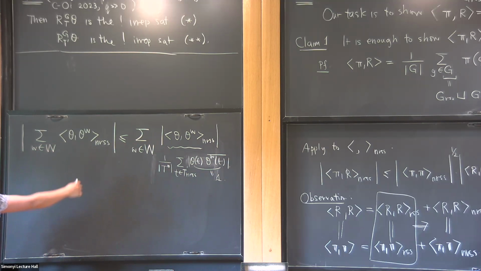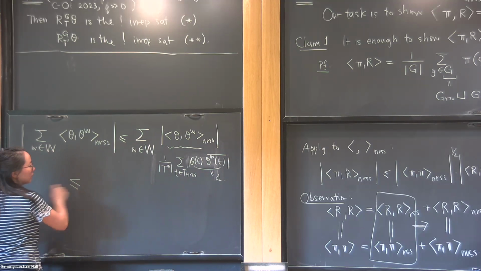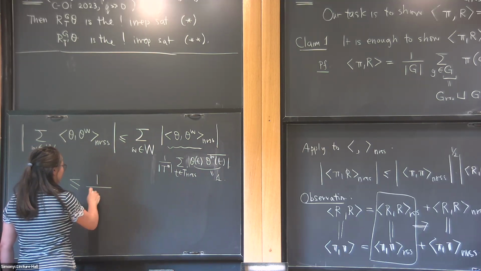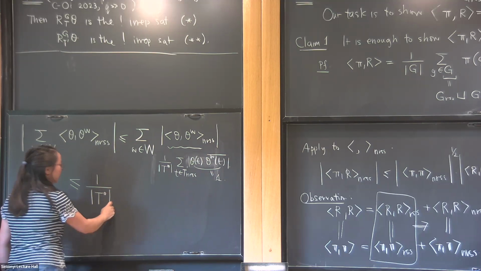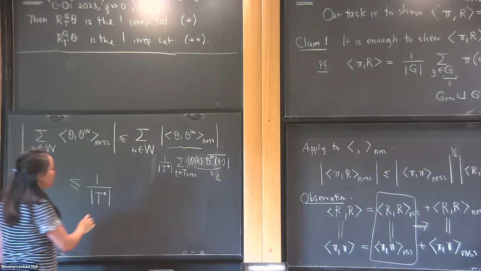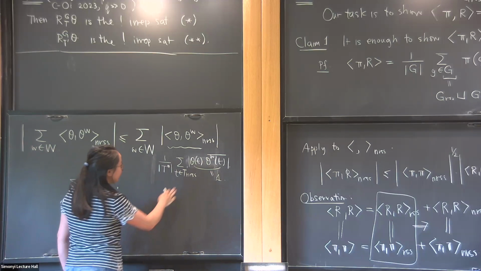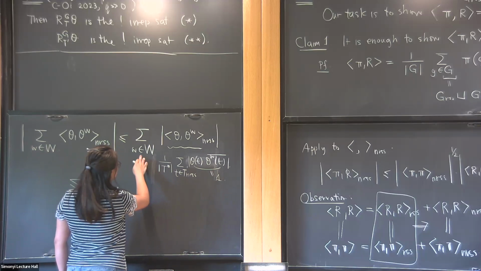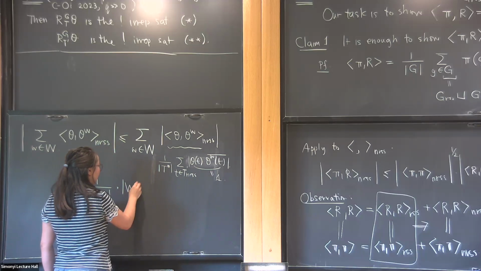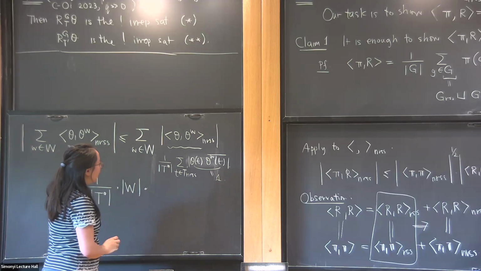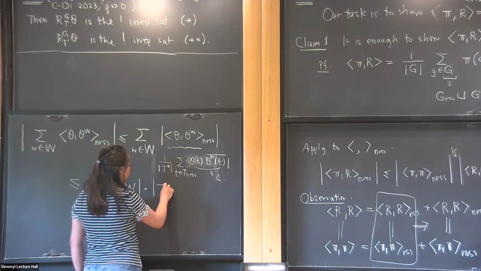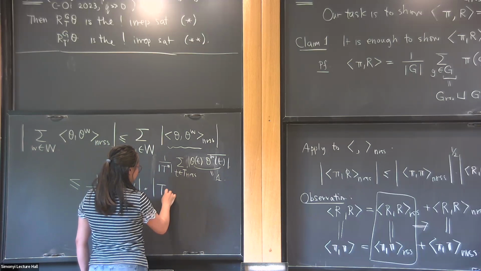So that means that this whole thing is less than or equal to 1 divided by this thing multiplied by, well, how many of these am I getting? I'm getting the size of W of them, and times the size of this not regular semi-simple part.